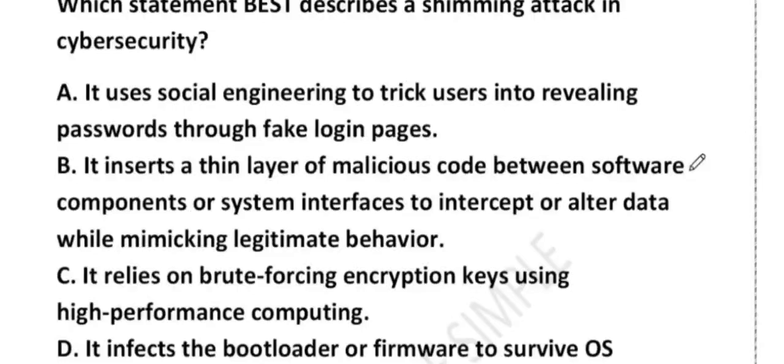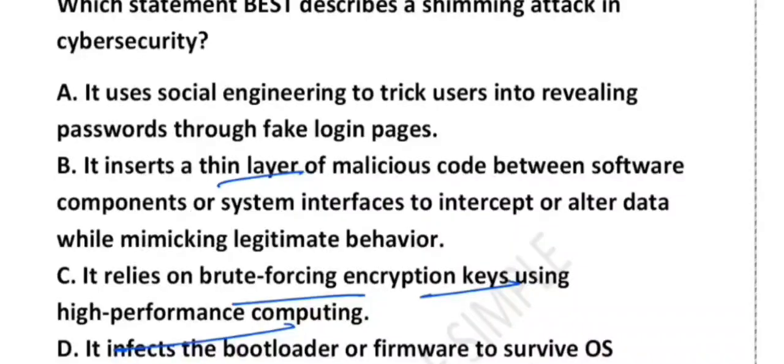So the question is all about a shimming attack in cybersecurity. The options given: A says it uses social engineering to trick users into revealing passwords through a fake login page. B says it inserts a thin layer of malicious code between software components or a system interface to intercept or alter the data. C says it relies on brute forcing encryption keys using high performing computers. And D says it infects the bootloader or firmware to survive OS reinstallation.